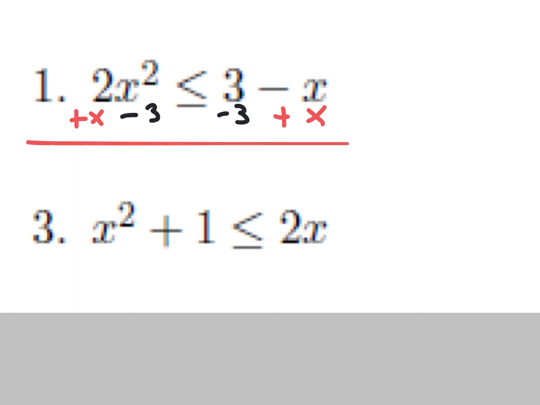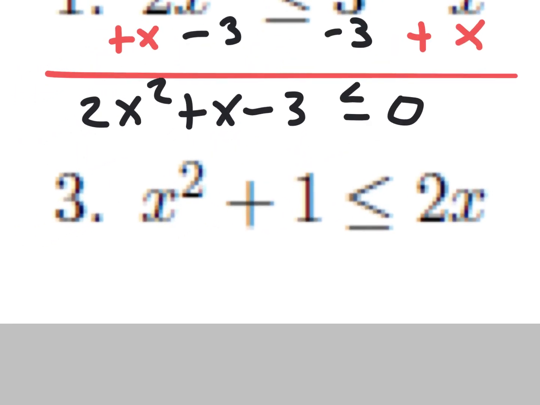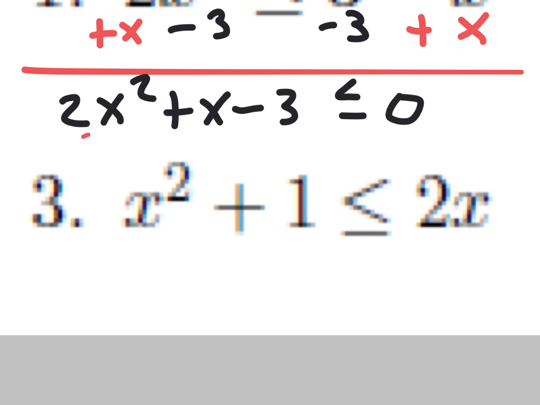There, I'm double stepping because it'll just save me some room. And now I got 2x squared plus x minus 3 is less than or equal to 0. And once again, it factors. And if you can factor it, you should. But the problem is you can't use that less than sign. Doesn't work with parabolas.